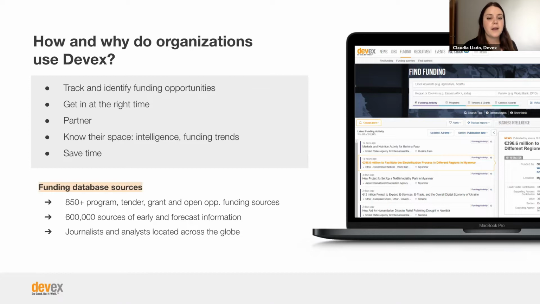Devex members can also access the Devex candidate database and our profiles database of over 1 million development professionals to find new contacts and partners. That database is also searchable by location, by sector, experience, and funder. Another good way to find the right partners for you is using the Devex organizations database. There you can find information on over 70,000 organizations working in development.